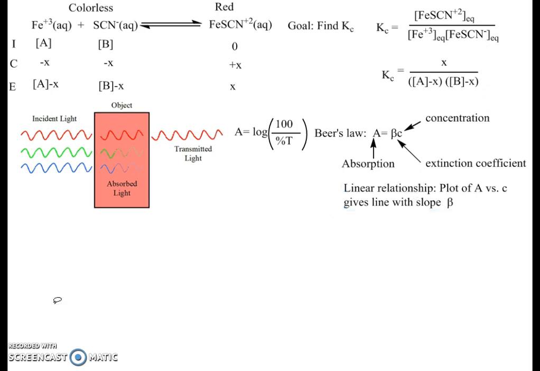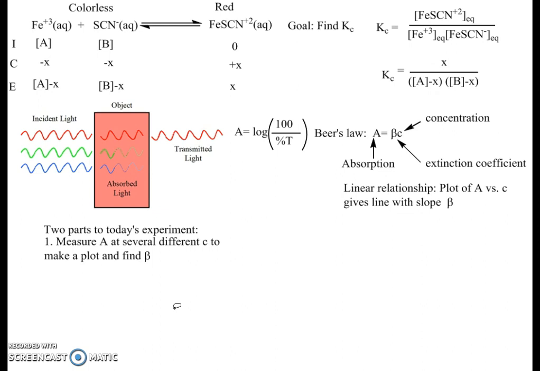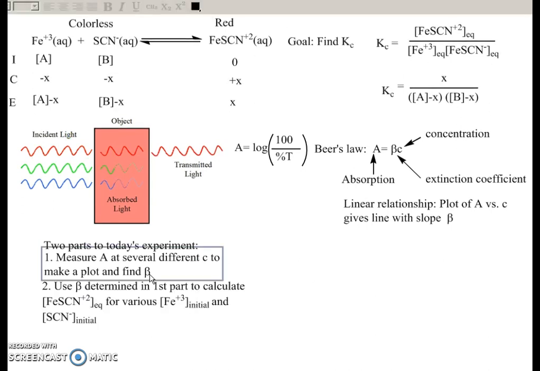There are really going to be two parts to today's experiment. In the first part, we're going to measure A, our absorption, at several different concentrations to make a plot and find B, our extinction coefficient, from the slope. And in the second part of the experiment, using the value of beta that we found in part A, we will calculate the concentration at equilibrium of our product for various initial iron plus 3 and SCN minus concentrations. And from that data, we will be able to find our equilibrium constant.